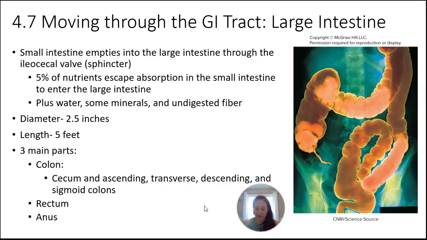Okay, so any food that's not absorbed is going to make its way into the large intestine. That's our last stop on our journey through the GI tract. Again, the small intestine is going to digest and absorb 95% of nutrients. About 5% of nutrients escape absorption, and they're going to enter into the large intestine.